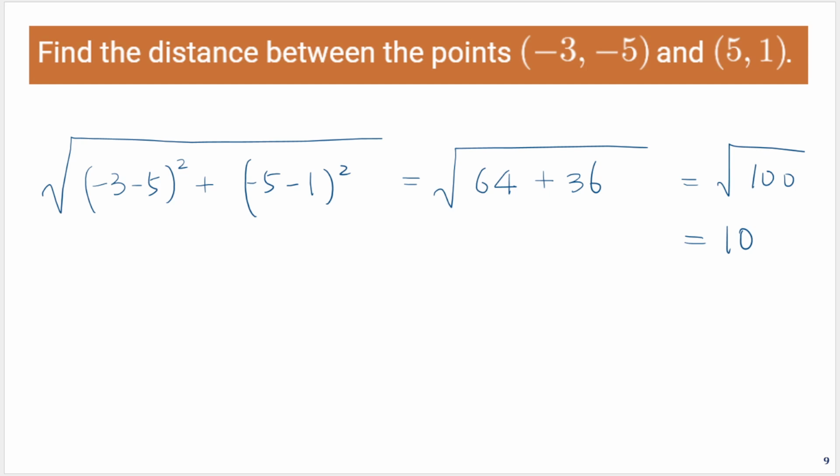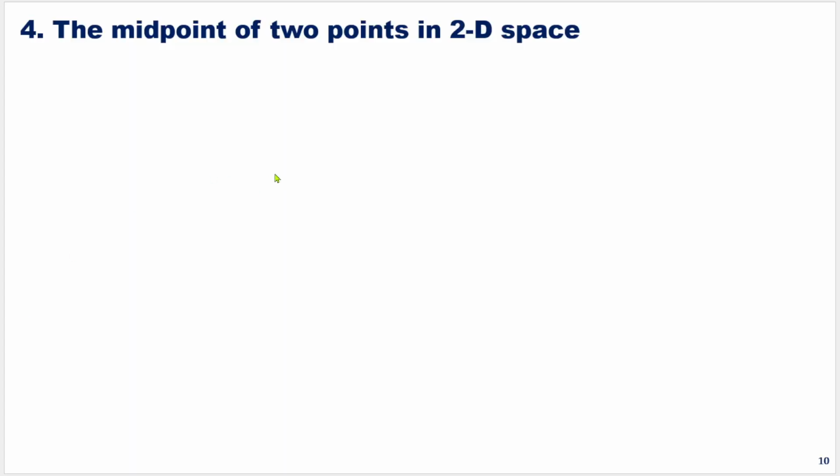Okay, and if you finish, next let's have a look at the midpoint between 2 points in two-dimensional space. So previously we have talked about the midpoint of 2 points in one-dimensional space, right? Well, you can actually use similar methods to find the midpoint of any 2 points in 2D space.